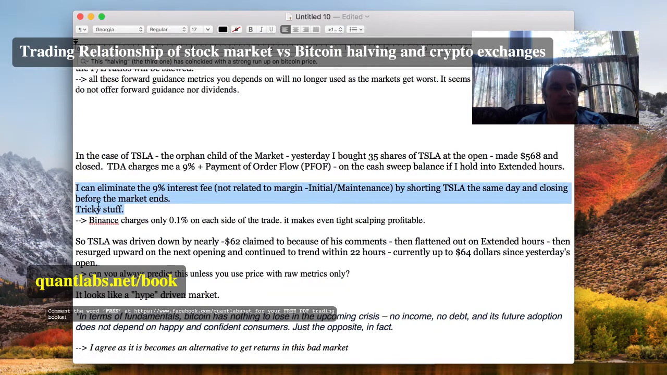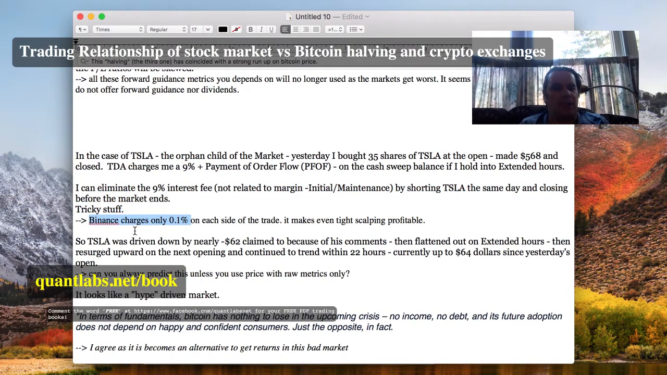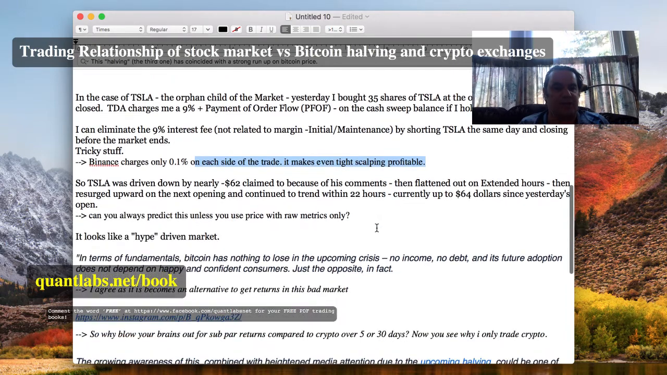Tricky stuff. Now, because the crypto market never closes, specifically on crypto, all you really worry about is the simple charge, especially the commission rate on Binance, which is only 0.1%. So that is pretty low, and that's on each side of the trade. It makes even tighter scalping pretty profitable and consistent. So I have some of the bots that do that.